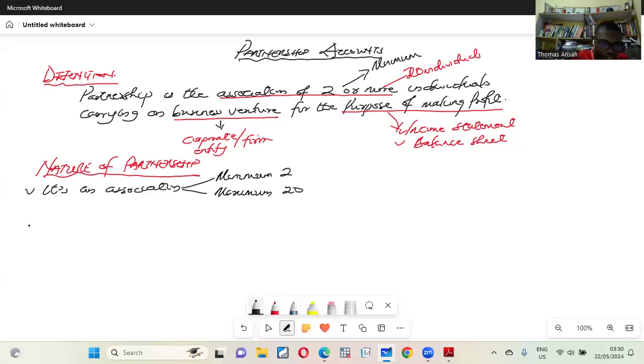Now the other thing you also see here is that the purpose is for profit. So it's formed for what? Profit.